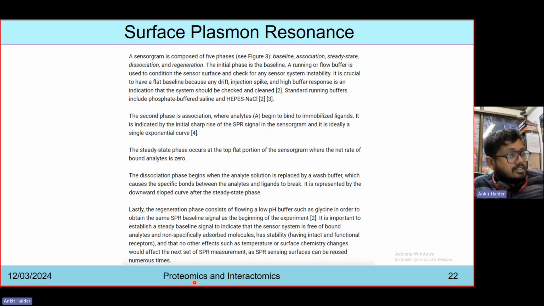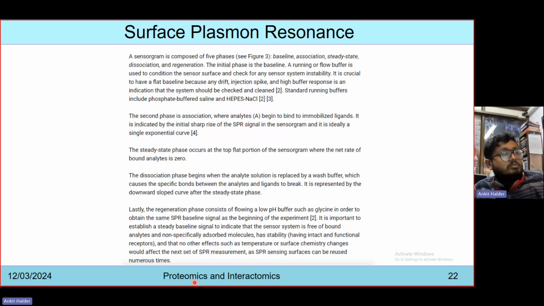A steady baseline shows that the sensors are free of bound analytes and non-specifically absorbed molecules, that there is stability with intact and functional receptors, and that no other effects such as temperature or surface chemistry changes would affect the next SPR measurement, as SPR sensing surfaces can be reused many times.